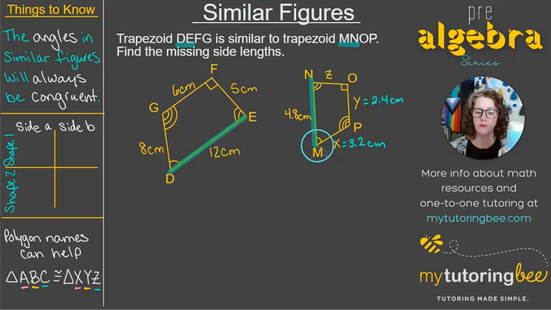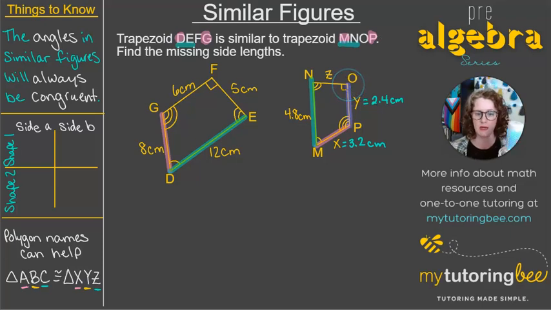Okay, and then we also found side lengths MP and DG, right? That was the X that we solved for in the first problem. So again, take a look at this. So D and G are the first and last letters in the name of the first trapezoid, and then M and P are the first and last letters in the name of the second trapezoid. So again, those two go together. They are similar to each other.